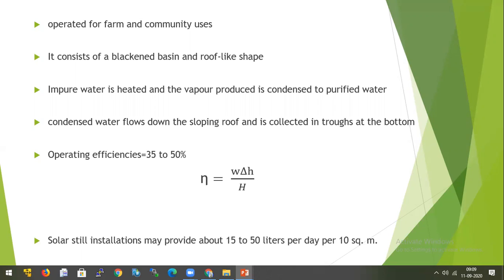And the effect of design parameters: what are the design variations we are getting? First is the orientation of the still, how the still is oriented, whether it is vertical or oriented at a tilted angle. Next, single sloped or double sloped. Next, what is the inclination of the glass cover used on the still, and what is the inclination of the base. So all these parameters affect the production rate.